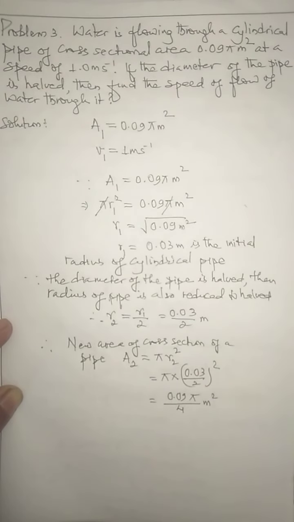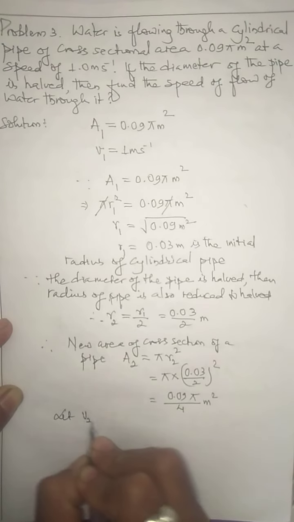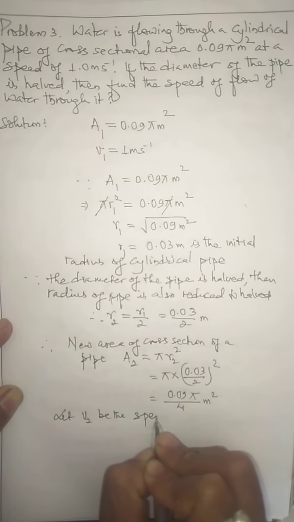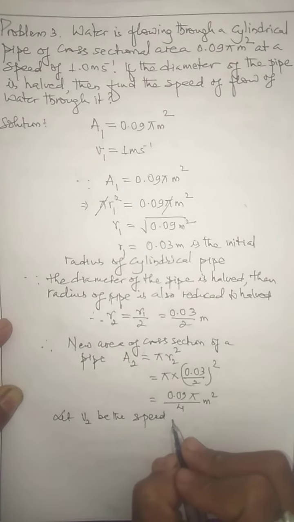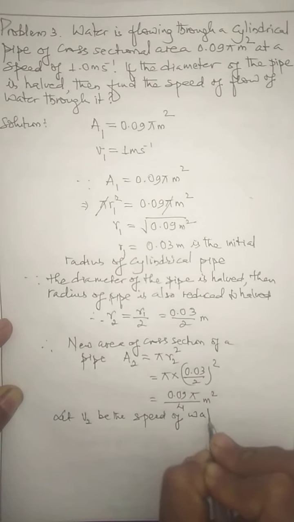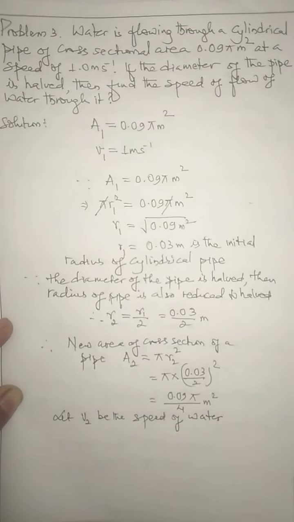So under this new area of cross section we have to find the speed. So I write that speed as B2. B2 is the new speed of flow of water through this area of cross section. But how to calculate the speed? In this case we follow the principle of continuity.